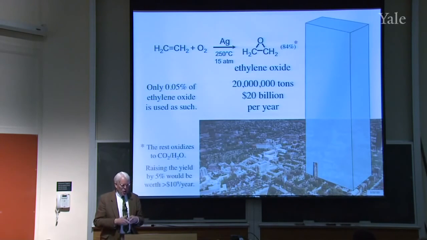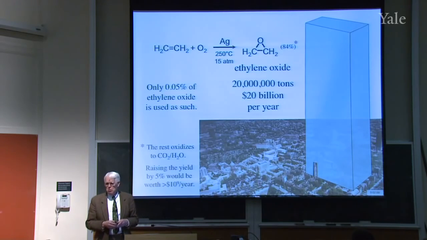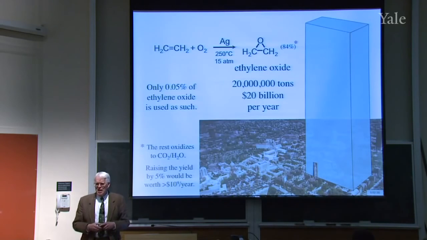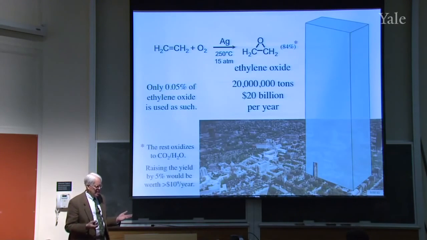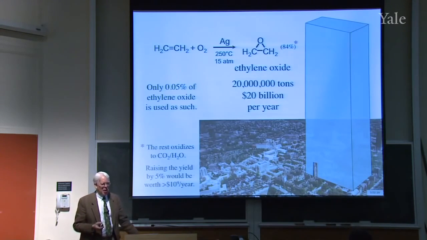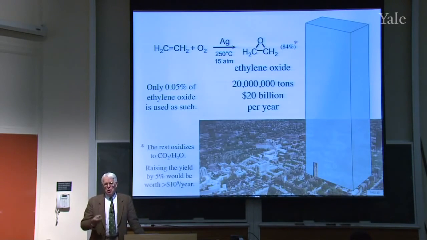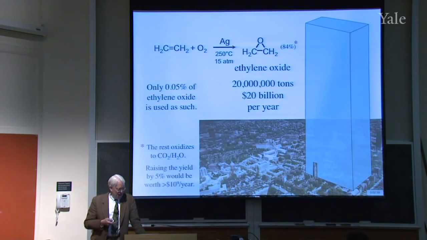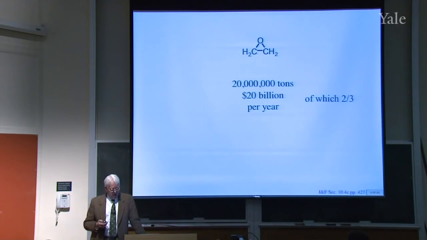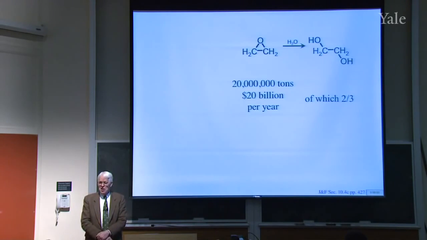Okay, but in fact, why make 20 million tons of ethylene oxide? Only 0.05% of it is used as ethylene oxide. It's a disinfectant that's used in some applications. It's a gas and you can put it in to kill microbes or something. But very, very little of it is used for that. What do they use it for? 2/3 of it is used to make that compound, just add water, in the kind of thing we were just talking about to make that compound.